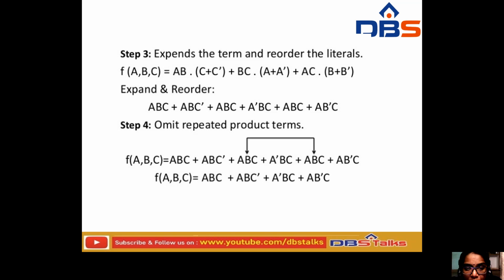See, then it expands the term and reorders the literals. If it is this expression, how are we going to perform this? ABC plus ABC dash plus BCA plus BCA dash plus ACB plus ACB dash. Just like that, we are going to perform. Next we have to omit the repeated terms. What are the repeated things here? ABC, ABC. So we have omitted the one repeated term. Then the expression will become ABC plus ABC dash plus A dash BC plus A B dash C.